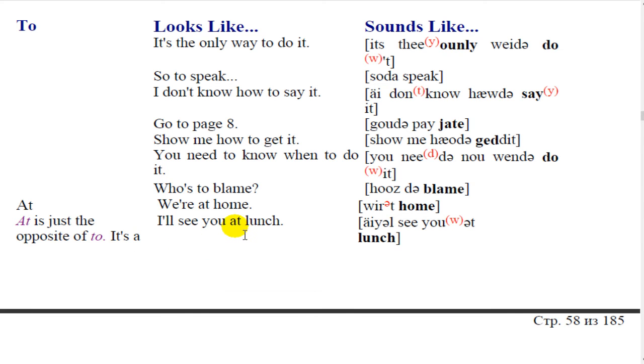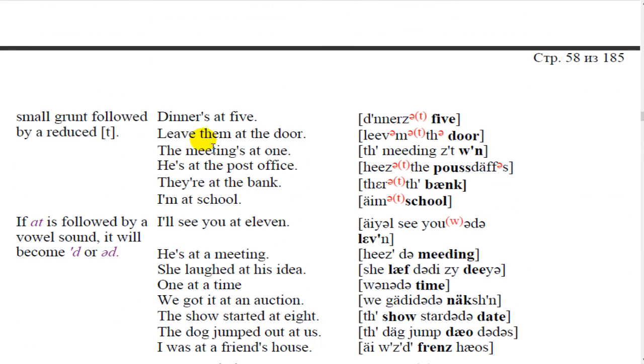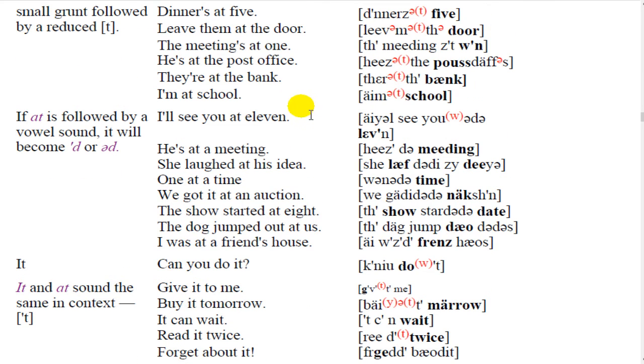I'll see you at lunch. Dinner's at 5. Leave him at the door. The meeting's at 1. He's at the post office. They're at the bank. I'm at school. I'll see you at 11. He's at a meeting. She laughed at his idea.